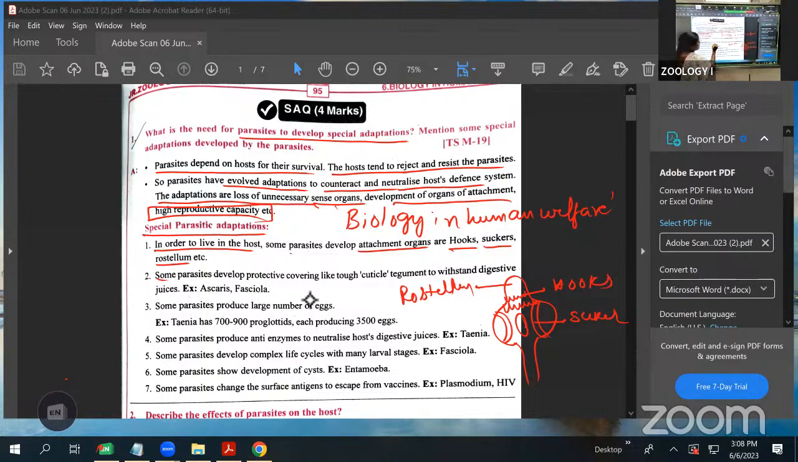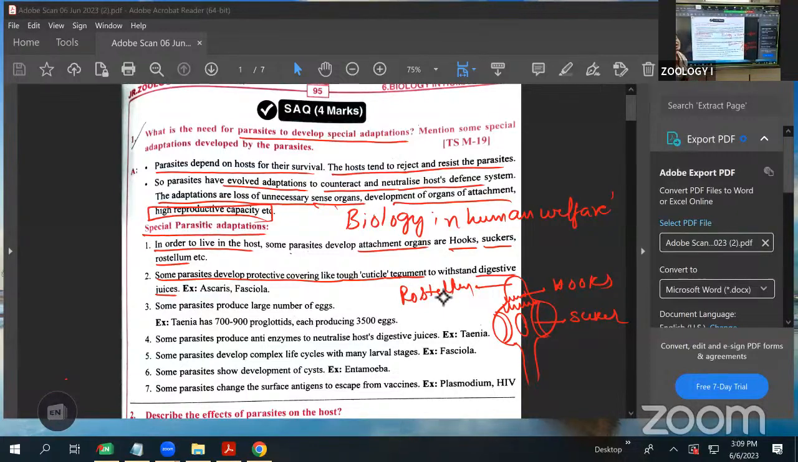Second, some parasites develop a protective covering like cuticle. Some parasites have a thick cuticle surrounding them. Why? The cuticle or tegument is for withstanding the host digestive enzymes. Some parasites are present in the intestine, and in the intestine the digestive enzymes are produced by the host every time. To withstand that digestive enzyme, one thick layer is formed surrounding them. That thick layer we call the cuticle, also called tegument.